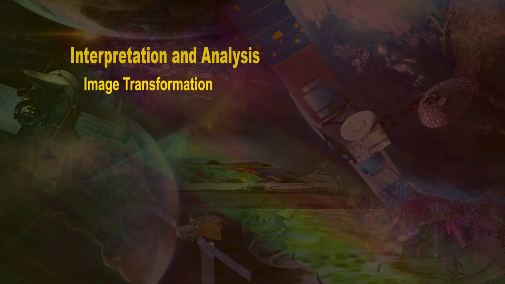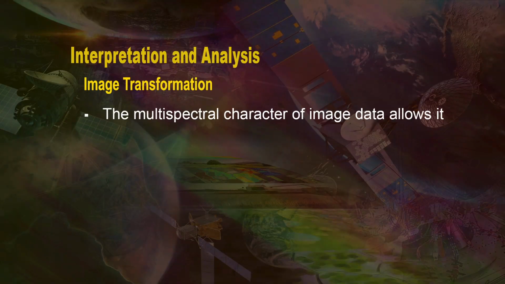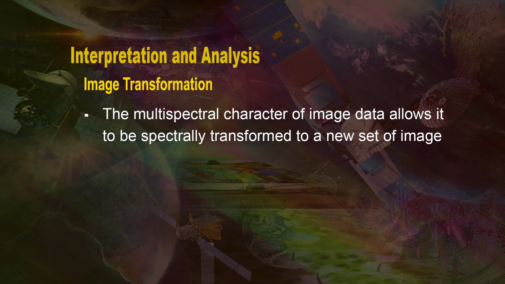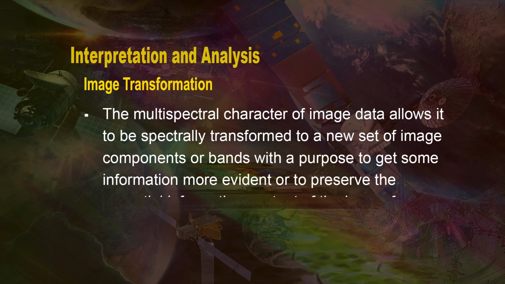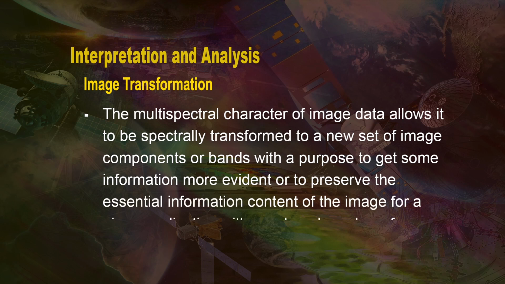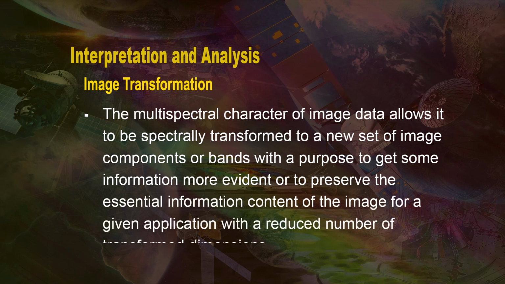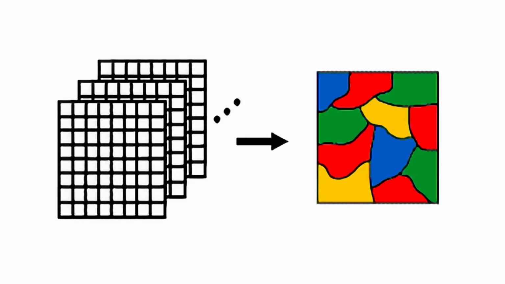Image transformation. The multispectral character of image data allows it to be spectrally transformed to a new set of image components or bands, with the purpose of making some information more evident or preserving the essential information content of the image for a given application with a reduced number of transformed dimensions. The pixel values of the new components are related to the original set of spectral bands via a linear operation.